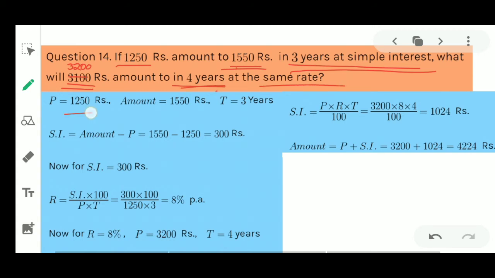So first write down P equal to 1250, as you can see, and amount is 1550 and time is given 3 years. So simple interest equal to amount minus P, that is 1550 minus 1250 equal to 300 rupees, that is the simple interest.